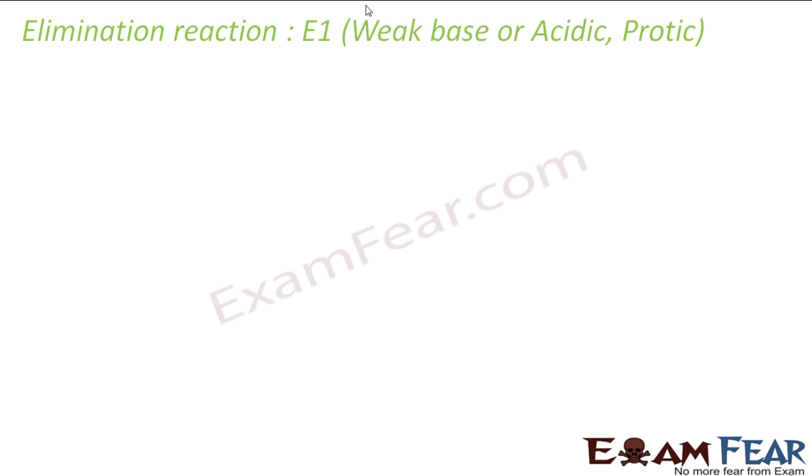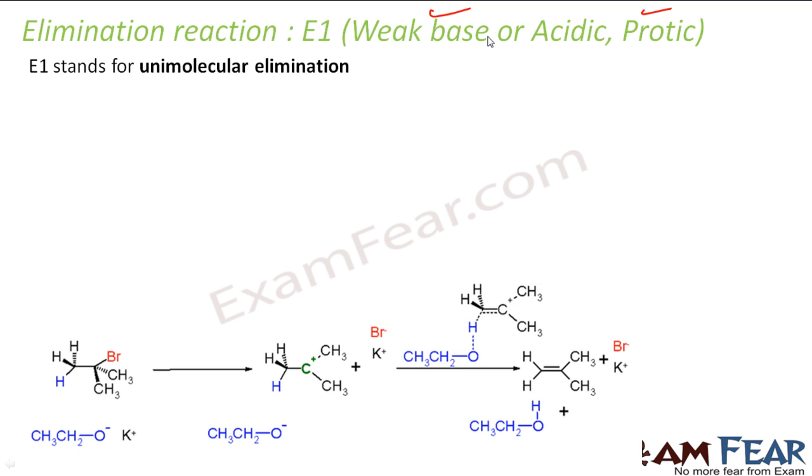E1 reaction is the one which happens with a weak base and protic solvent. Let's understand the E1 reaction. E1, as the name suggests, is a unimolecular elimination reaction. Similar to SN1, we have E1, where the rate determining step is only one step. Here also we get the formation of a carbocation. If you don't know the SN1 reaction, I highly recommend you go and watch my previous videos on SN1 and SN2. Before you watch E1 and E2, it's a must to watch SN1 and SN2 reactions.